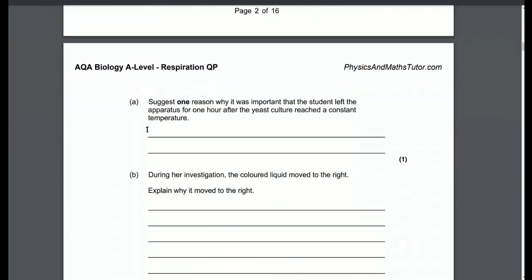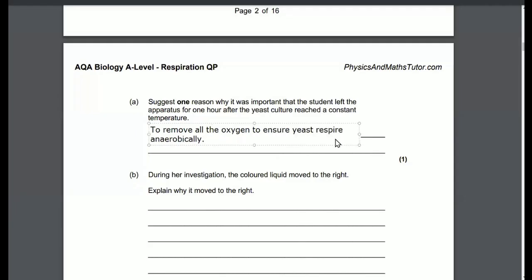So we want to say to remove all the oxygen to ensure yeast respire anaerobically. Awesome. And that will get you a mark. Now, let's look at the next part to this question.